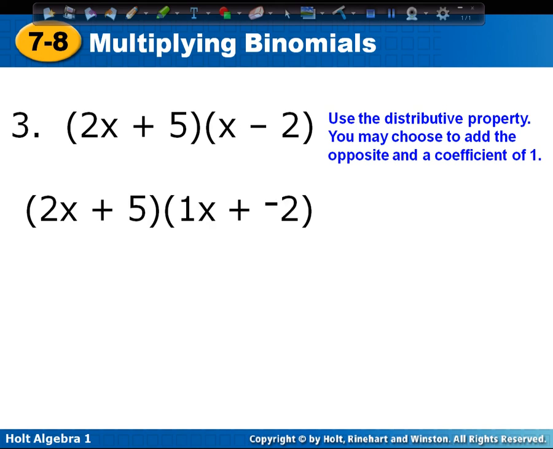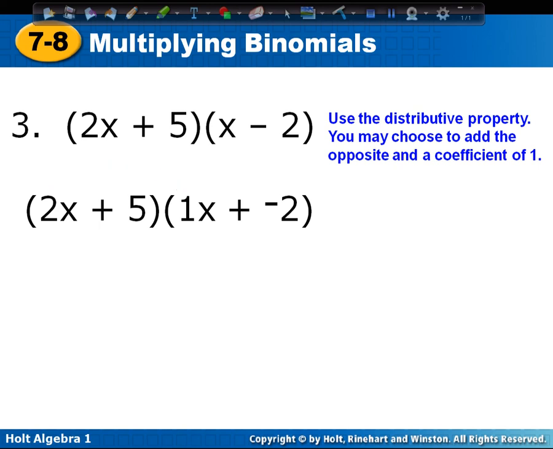First of all, I'm going to rewrite this, and instead of the x, I'm going to put a 1 in front. And instead of the minus, I'm going to change that to adding the opposite and say plus negative 2. It'll really help you out here to make sure that you put the 1 in front of the x, and to make sure that you put that as a plus negative 2 so that you look at that 2 as a negative and you don't forget about that sign.